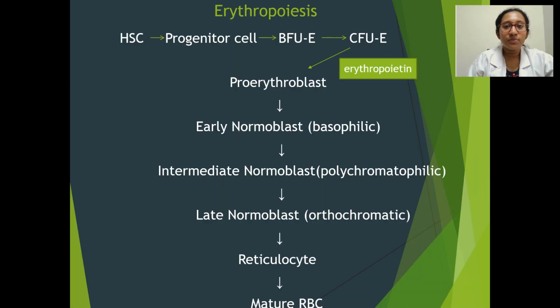So coming to the process of erythropoiesis, we have hematopoietic stem cells which further differentiate into progenitor cells, and then they form the colony forming units, and these are acted upon by erythropoietin, which will lead to the production of the proerythroblast. This is the premature blast form of mature RBCs. These proerythroblasts further differentiate into early or basophilic normoblasts, intermediate or polychromatophilic normoblasts, late or orthochromatic normoblasts, reticulocytes, and then finally they become our mature RBCs.